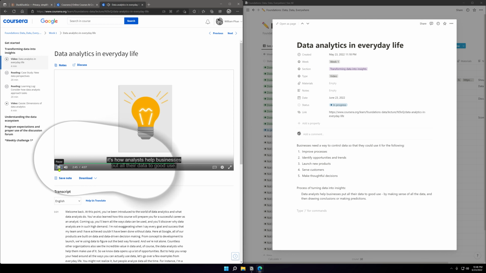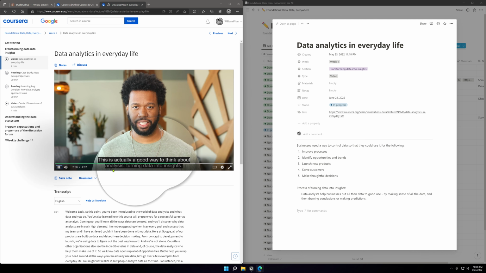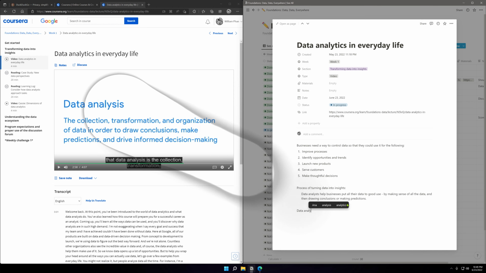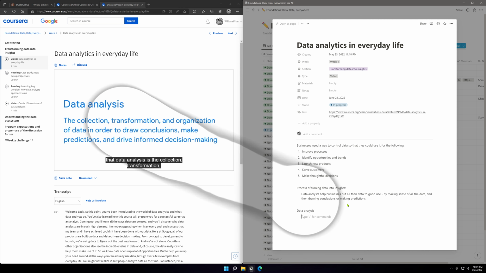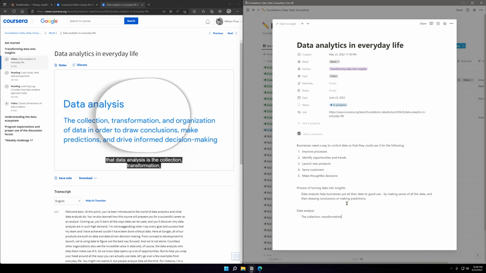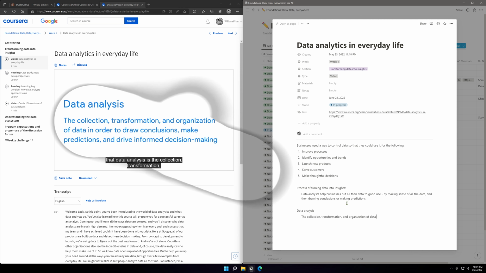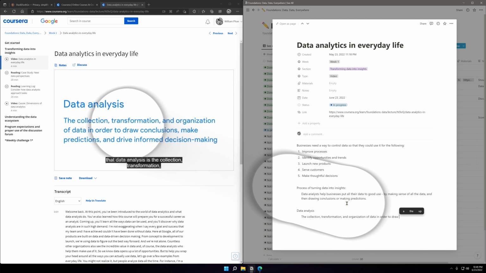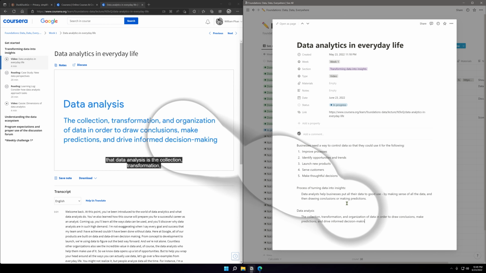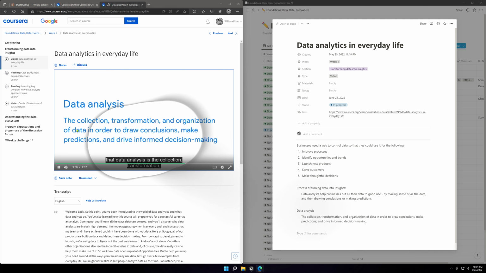And it's how analysts help businesses put all their data to good use. This is actually a good way to think about analysis, turning data into insights. As a reminder, the more detailed definition you learned earlier is that data analysis is the collection, transformation, and organization of data in order to draw conclusions, make predictions, and drive informed decision making.